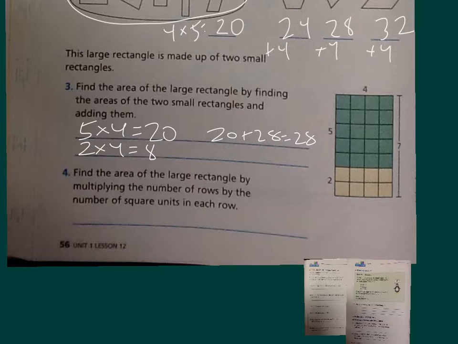And then the second one says find the area of the large rectangle by multiplying the number of rows by the number of square units in each row. This is the number of rows. You have 5 plus 2, so you have 7 rows. That tells you over here there's 7. And then there's 4 in each, because that doesn't change. So ultimately it's 7 times 4, which equals 28. 28 square units.